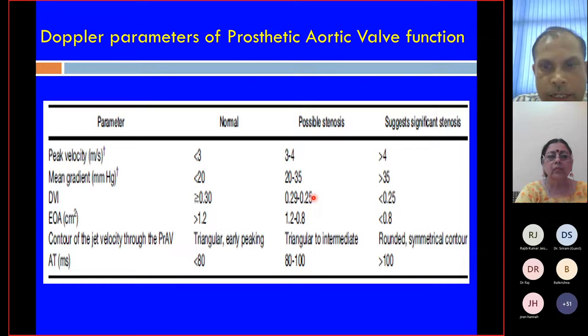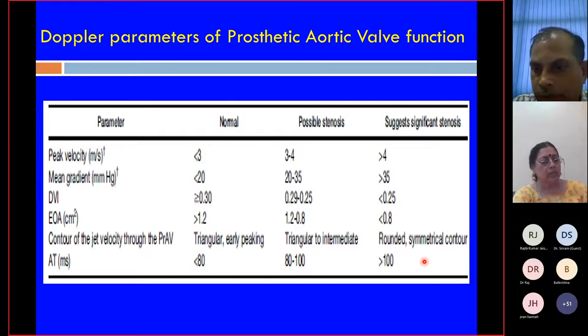If you find parameters like mean gradient more than 35, dimensionless velocity index less than 0.25, or effective orifice area less than 0.8, and round symmetric contours with acceleration time more than 100, that suggests there is significant stenosis in the prosthesis.